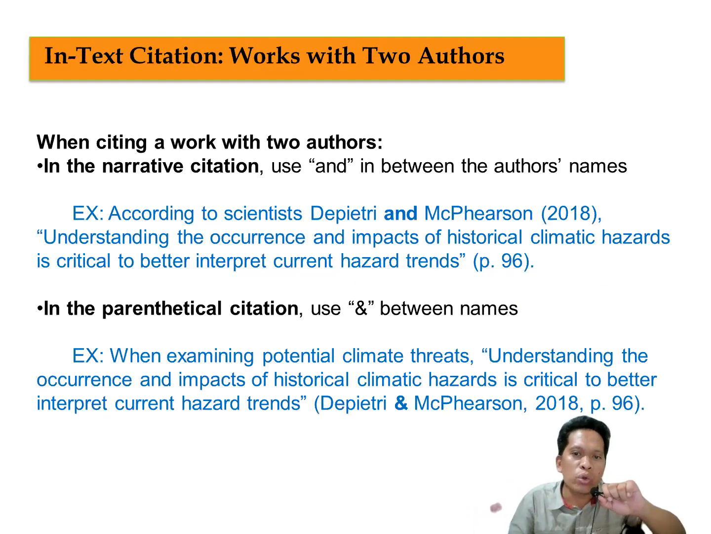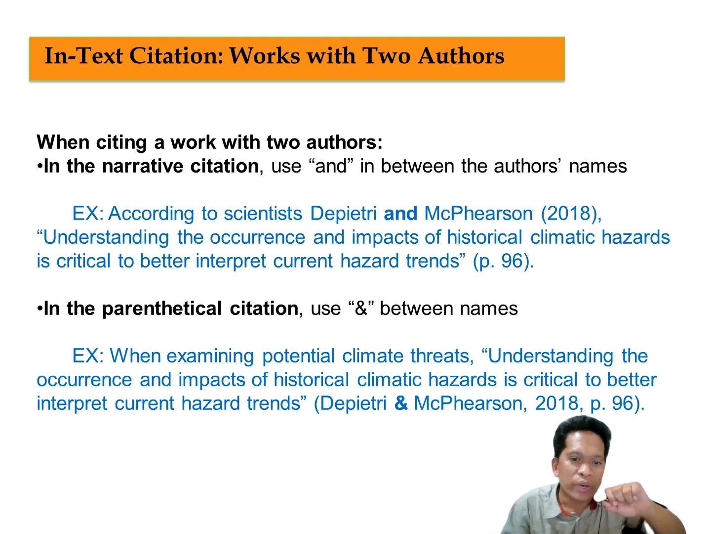Now, works with two authors. When citing a work with two authors in the narrative citation, use the conjunction "and," A-N-D, not the symbol, but use the word "and" in between the authors' names. In parenthetical citation, use the symbol "&" between names.